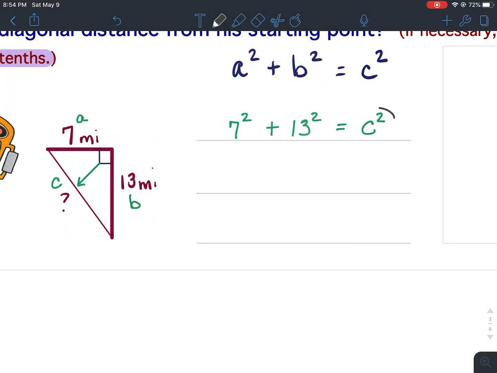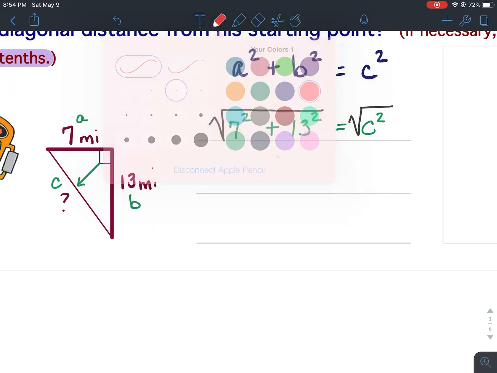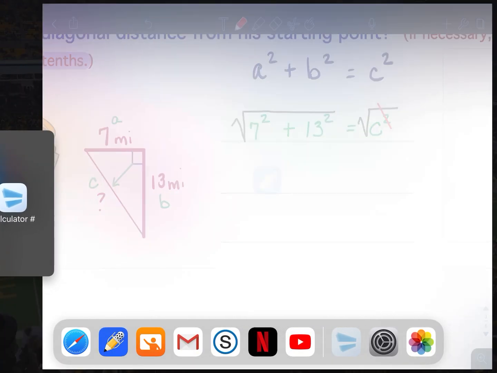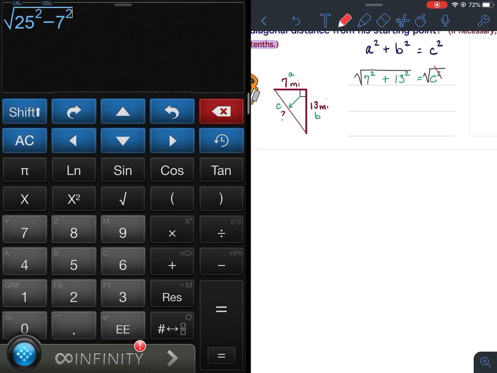All right, since the C squared is already by itself, I can go directly to finding the answer by taking the square root of both sides. That allows me to cancel out that. All right, let's pull up the calculator. Clear that out. So we need to take the square root of 7 squared. We're finding the hypotenuse, so it's adding. So plus 13 squared. Hit enter.